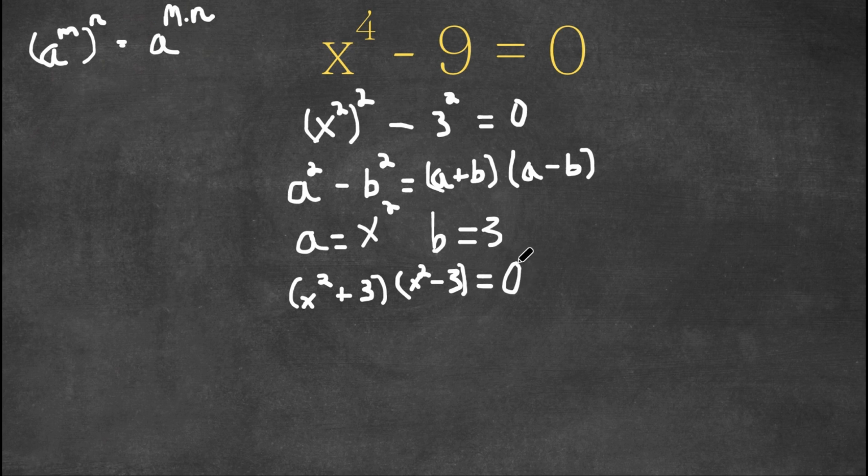So now this equals 0, and this gives us two equations. We have x squared plus 3 equals 0, and x squared minus 3 equals 0.